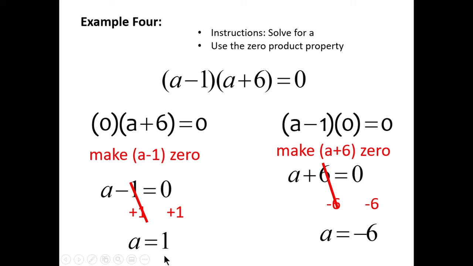So we have two answers for this equation. What would a have to be for this statement right here to be true? a could be 1, and the a minus 1 turns into 0, and this is true. Or a could be negative 6, and the a plus 6 turns into a 0, and this becomes true. 0 times a minus 1 is 0.